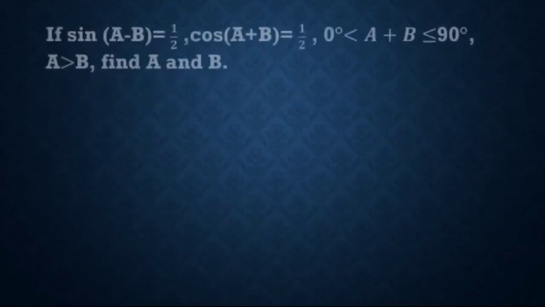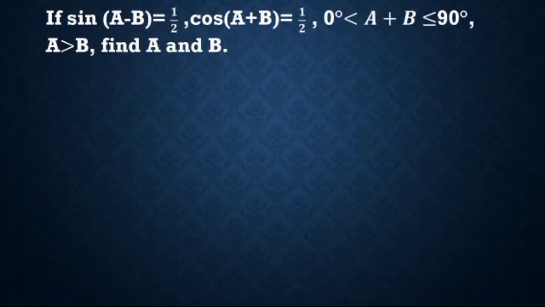If sin(A − B) = 1/2, cos(A + B) = 1/2, 0° < A + B ≤ 90°, then A > B. Find A and B. Solution.